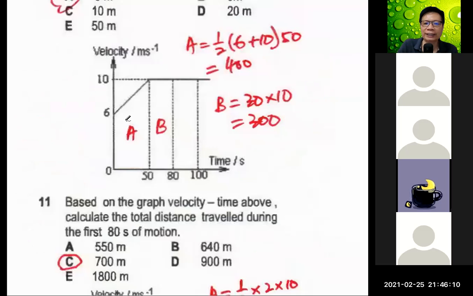So this one is a trapezium. Use the trapezium formula to find the area. Half times (A plus B). A is 6, B is 10, height is 50. You get 400. Here, this is a rectangle. Rectangle is length times width, 10 times 30, so 300. So total up 700. Okay.